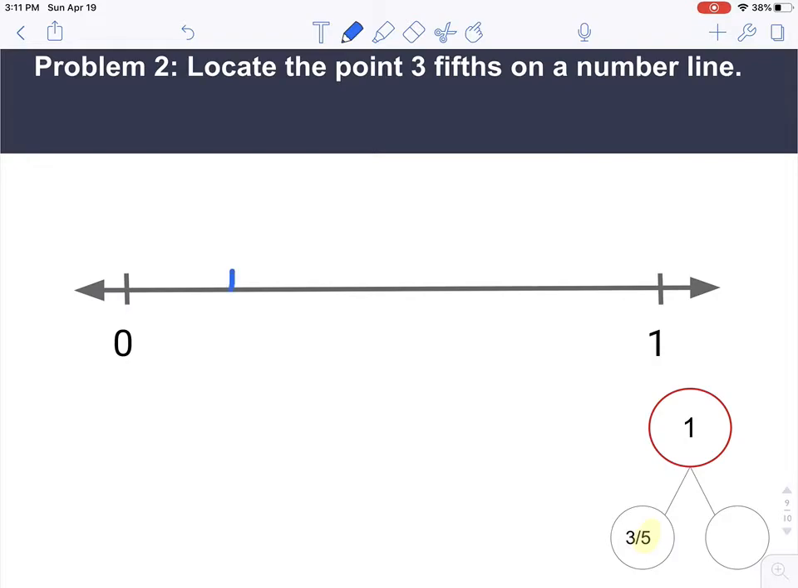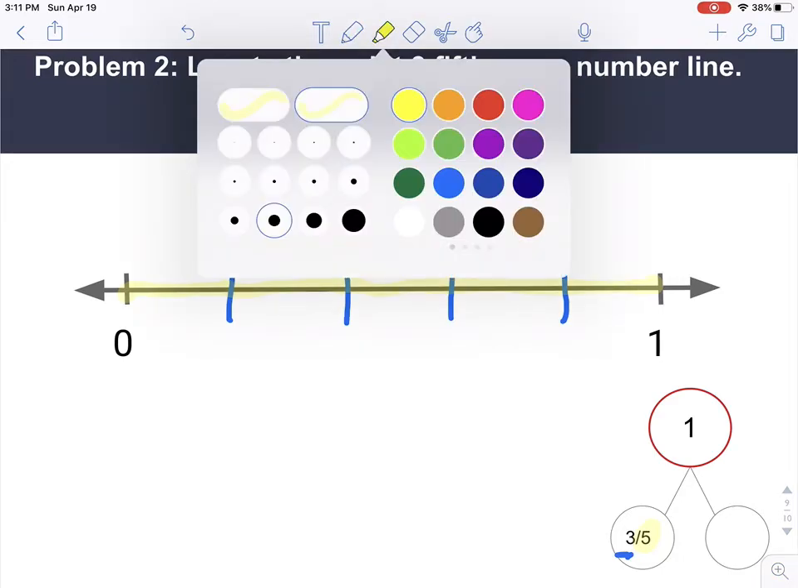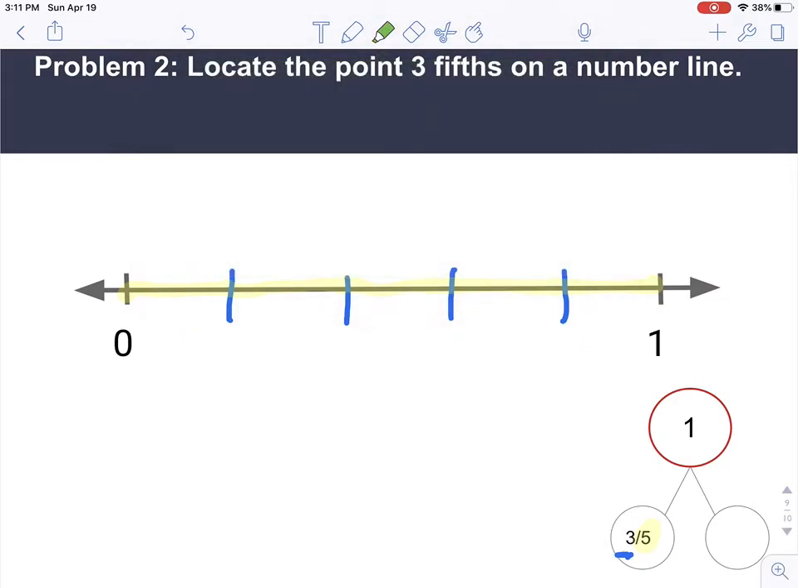So let's try my best here. 1, 2, 3, 4. And if I look at my sections, here to here, 1, 2, 3, 4, 5. Okay, I wanted 5 sections. I have fifths now. That makes sense. Okay, but this top number, 3, is telling me how many sections I'm counting. 3. And I'm going to change my highlighter color so you can see that. Let's do green. Okay, 3/5.